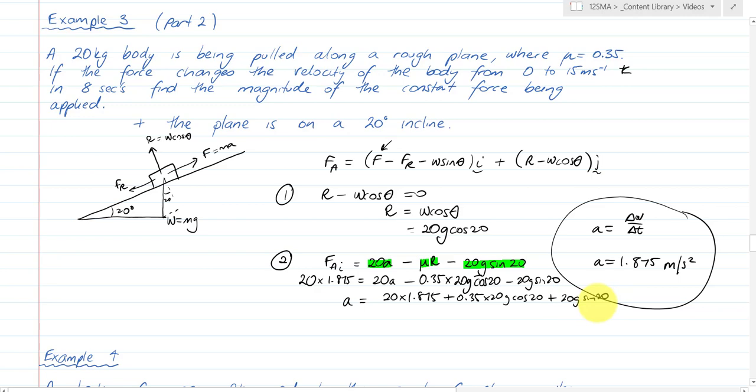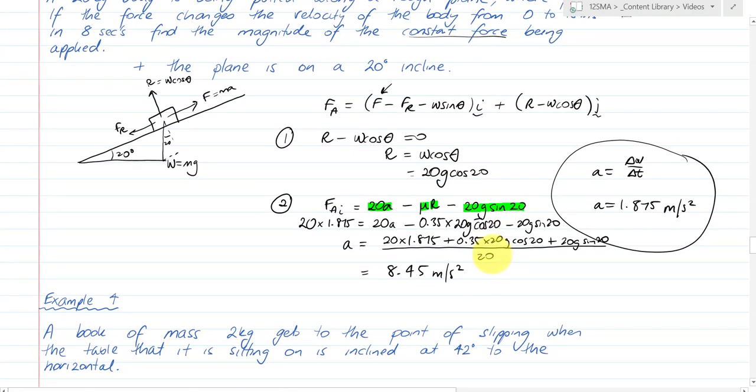So this has to be overcoming friction. It has to be enough to have friction and that gravity-based force, and also provide the overall force. And then divide that by 20, and that comes out with an answer of 8.45 meters per second squared. But be careful, find the magnitude of the constant force. So it did actually ask us for the magnitude of the force. So I don't really have to worry about dividing by the 20.